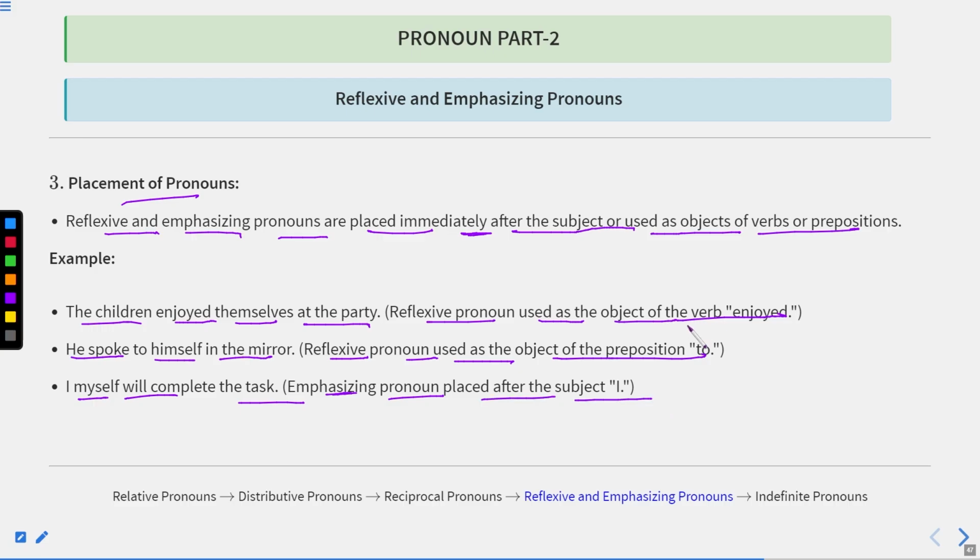So as I told you, regarding the structure or position of these two types of reflexive pronouns, if it is used after the verb, it is a simple reflexive or emphatic reflexive pronoun. But if it is used just after the subject, it is known as an emphasizing reflexive pronoun.